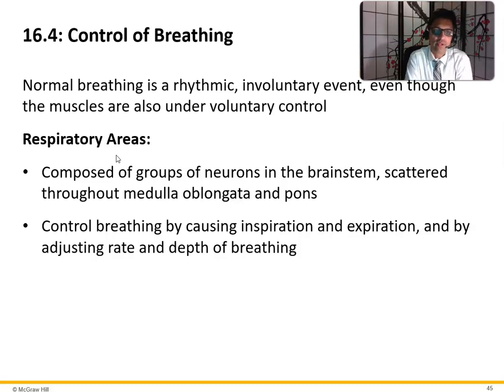So, control of breathing. Normal breathing is a rhythmic, involuntary event, even though the muscles are also under voluntary control. You remember the muscles that do inspiration: diaphragm, external intercostals, scalenes, sternocleidomastoid, pec minor. They're controlled by a group of neurons in the brainstem, scattered throughout two places, the medulla oblongata and the pons. They control breathing by causing inspiration and expiration and by adjusting the rate and depth of breathing.